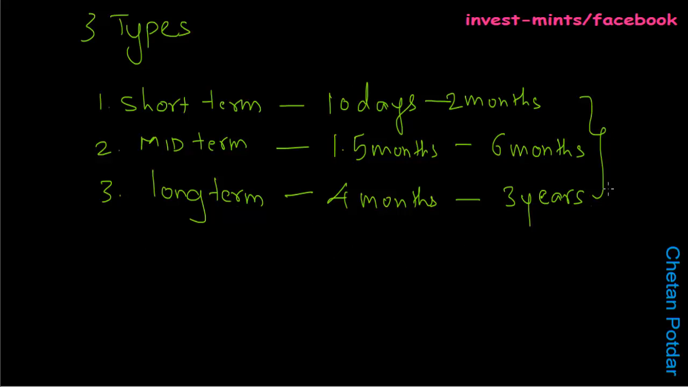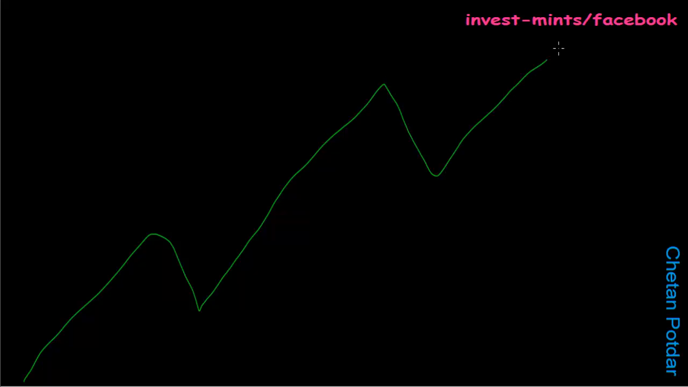Now let me quickly explain how short-term, mid-term, and long-term trends work and how they would look. Here I'm going to draw an uptrend. This is the way a major uptrend would look. And while we are having a major uptrend, this is how a midterm trend would look.